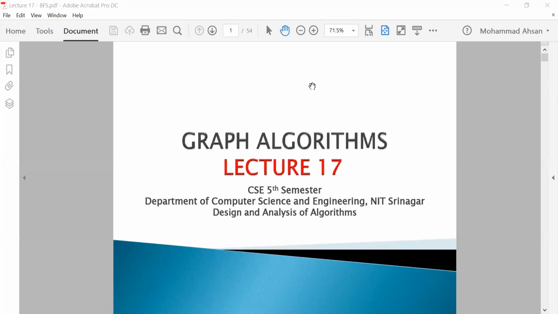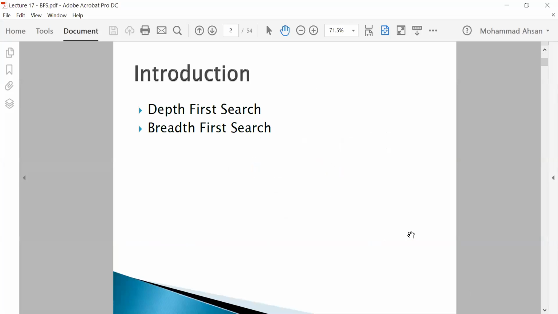So, our next graph algorithm that we're going to discuss is breadth first search, and after that, we'll see the all pairs shortest path algorithms. One of them is Floyd-Warshall, and the other one is Johnson's. So, let's start with, we just go over depth first search once again.